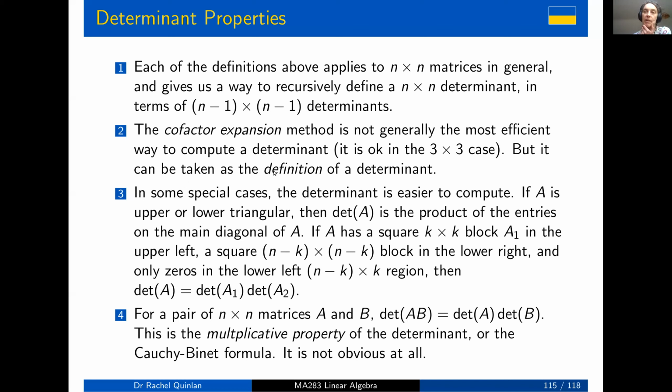So if A has some special form, for example, if A is upper or lower triangular, where upper triangular means that the entries along the main diagonal of A and above the main diagonal may be non-zero, but all entries in the lower triangular region below the main diagonal are zero. If a matrix is upper triangular, then its determinant is just the product of the entries on its main diagonal, and you can actually confirm that using the cofactor expansion method with the first row, for example, to start with. Or the first column maybe is better for an upper triangular matrix.